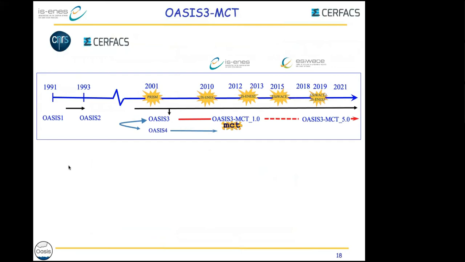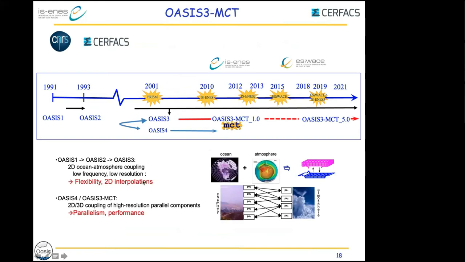OASIS3-MCT has been developed for more than 20 years now. We started in 1991 with the series of OASIS1, OASIS2, OASIS3. This was not parallel, and at the time the idea was to insist on flexibility. Then in 2001, when the PRISM project started, we were faced with higher resolution models that were themselves parallel. So we started developing a parallel coupler, OASIS4, which was used in a few coupled systems.